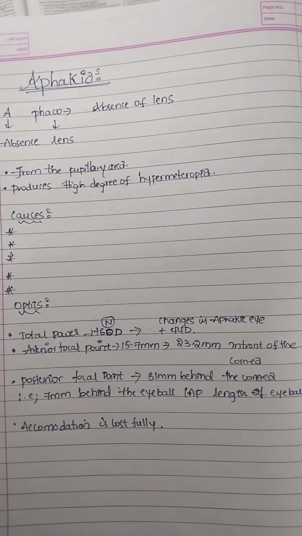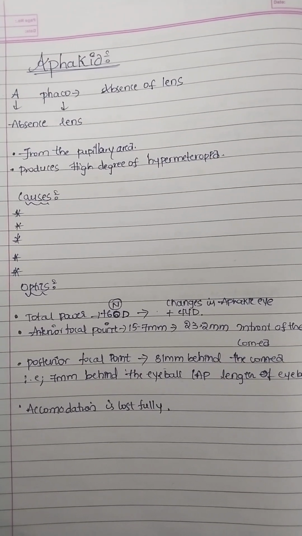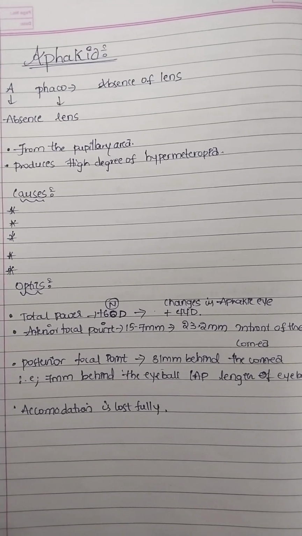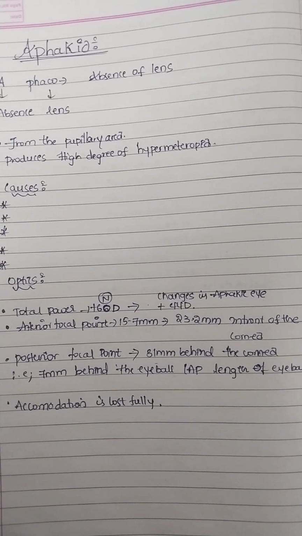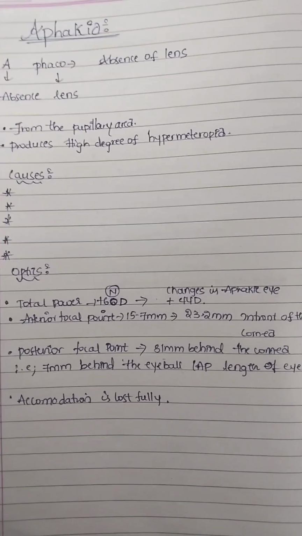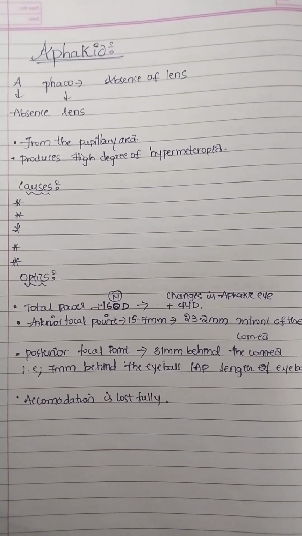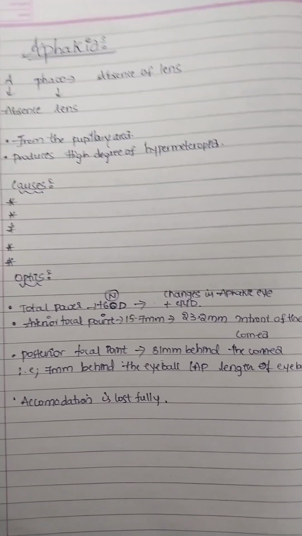So the lens is located in the pupillary area, no? So from the pupillary area, if the lens is removed, then it is known as aphakia. In mere medical terms, it is like that. So it produces high degree of hypermetropia.